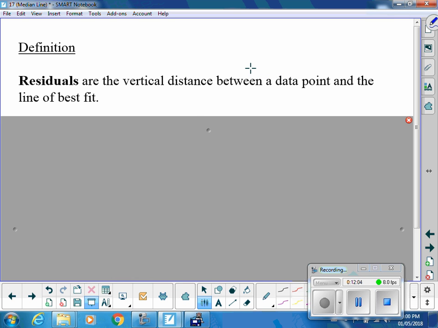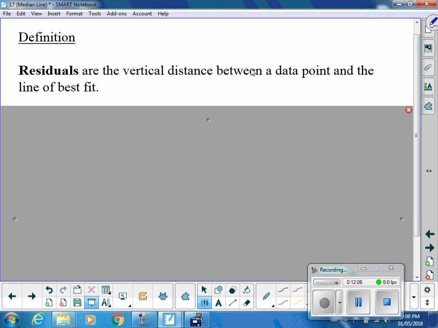Next thing we're going to talk about is what's called residuals. And this is sort of related to correlation. They're just the vertical distance between a data point and the line of best fit. So the purpose of this is to give you a visual representation of how far the points are from the line of best fit.